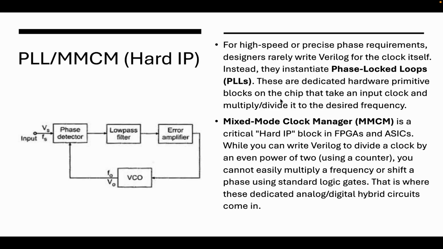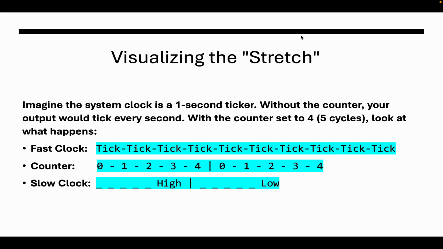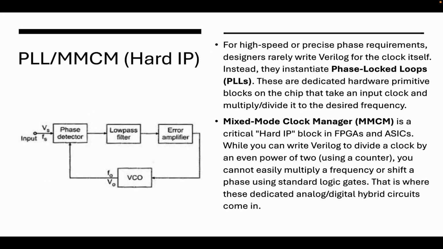Instead of designing and writing Verilog code every time like this, or writing some counters to increase the speed, we have something called phase lock loops. They are dedicated hardware primitive blocks on the chip that take an input clock and multiply or divide it to the desired frequency. Same goes with MMCM, which is a critical hard IP. It means it is already a hardware primitive block in FPGAs and ASICs. While you can write Verilog code to divide a clock by a power of 2 using a counter, you cannot easily multiply a frequency or shift a phase using standard logic gates. This is where these dedicated analog digital hybrid circuits come in.